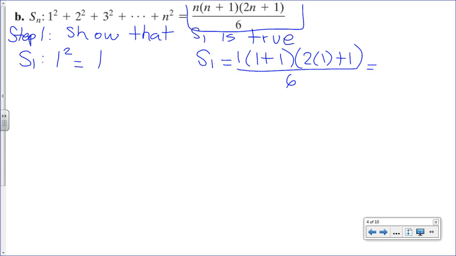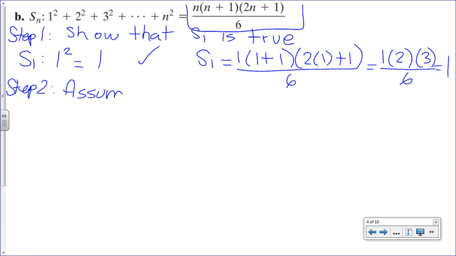So this turns into 1 times 2. And here we will have 2 times 1 is 2, so 2 plus 1 is 3. And of course we know that 2 times 3 is 6. 6 divided by 6 is 1. So yes, the statement is true. Now let's go to step 2. And so now we're going to assume that S sub k holds.